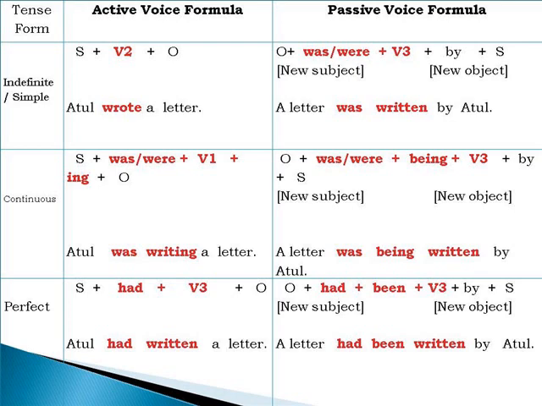Past continuous tense: subject plus was or were plus verb 1 plus ing plus object, and the passive voice formula is object plus was or were plus being plus verb 3 plus by plus subject. "Atul was writing a letter" becomes "A letter was being written by Atul." And the past perfect tense is subject plus had plus verb 3 plus object. "Atul had written a letter," and the passive voice formula is object plus had plus been plus verb 3 plus by plus subject. "A letter had been written by Atul."